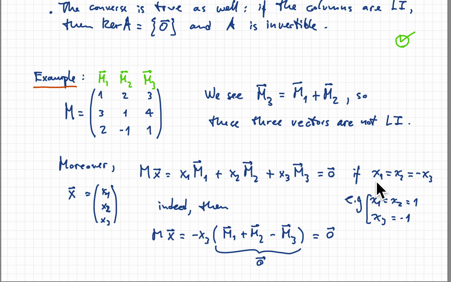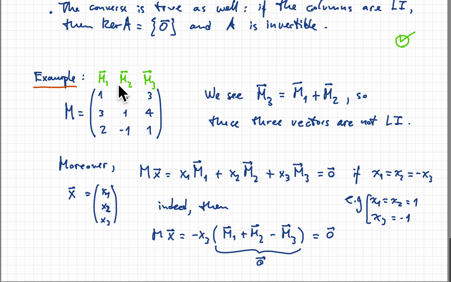And that's easy to see because suppose we set that to this condition. Well, let me make x1 equal to minus x3 and x2 equal to minus x3. And so if that's true, I can put minus x3 here, minus x3 here. I leave that x3 here, and I can rewrite this equation as minus x3 times this combination. But this combination is 0 because we see that M3 is M1 plus M2. So no matter what I put for x3, I get 0 as a result. And so this tells us that the kernel is not just a 0 vector.